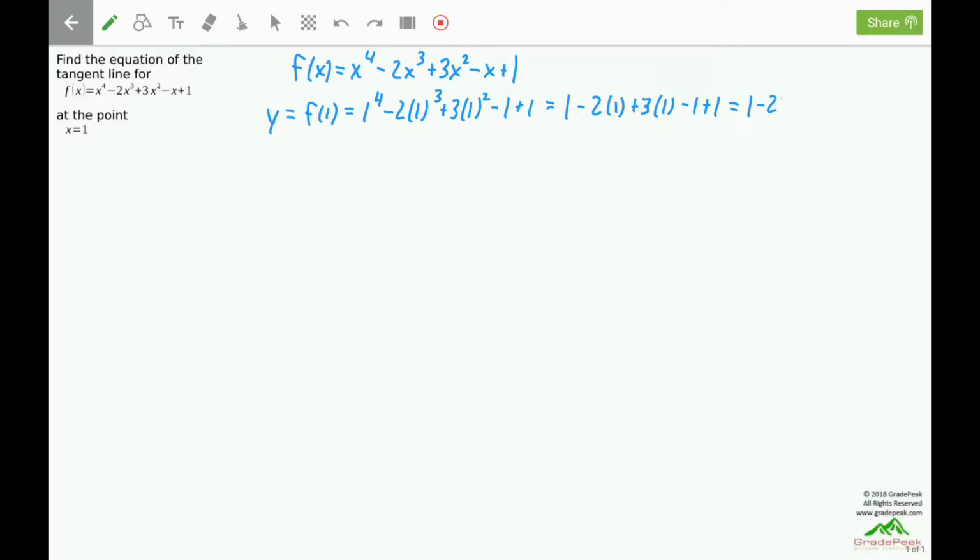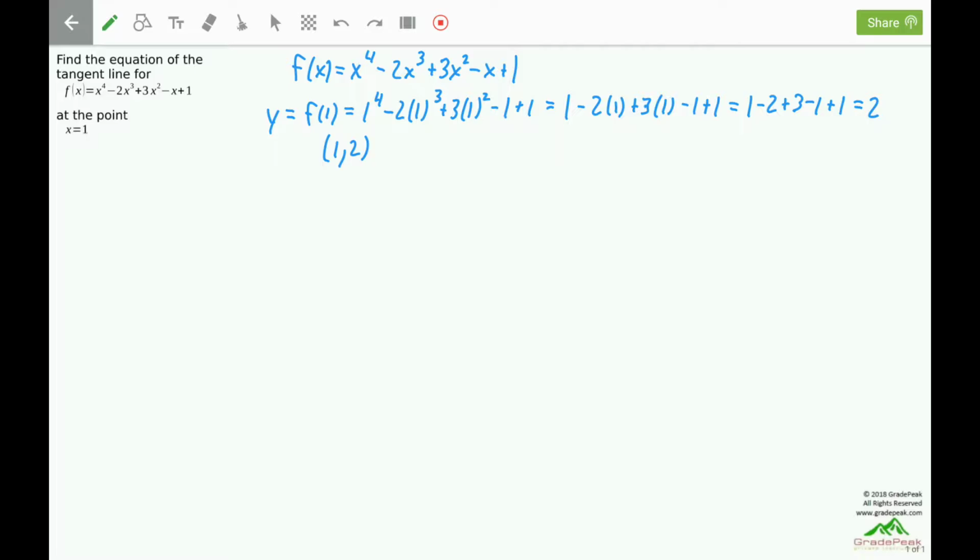1 minus 2 times 1, which is a minus 2, plus 3 times 1, which is a 3, minus 1 plus 1. 1 minus 2 is a negative 1, added to 3, that's a 2, minus 1 is a 1, and then added to 1 is back to a 2 again. So it looks like we have a y coordinate of 2. So we have the point x coordinate 1, comma, y coordinate 2.